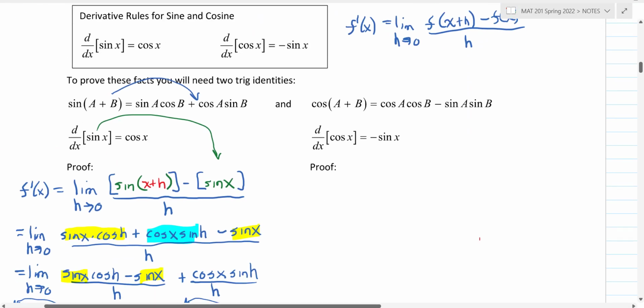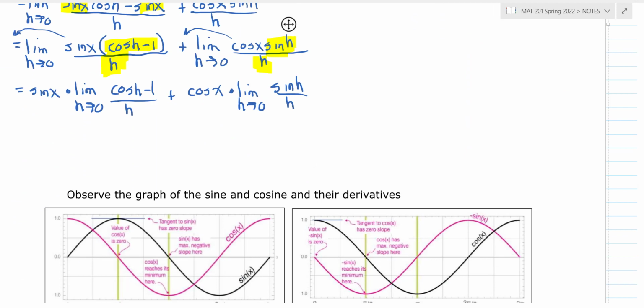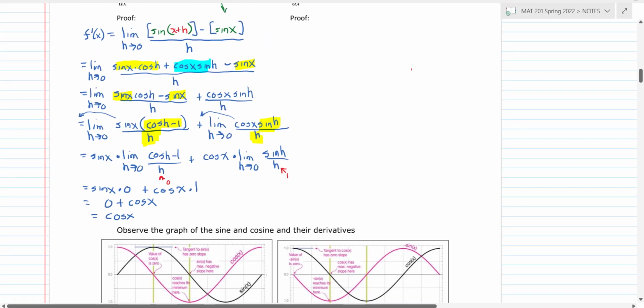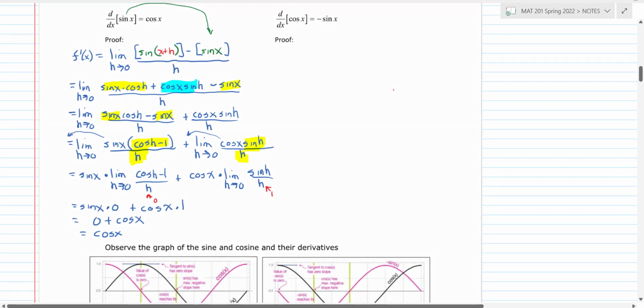So now we're ready to put this together. This thing right here was 0. This thing right here was 1. So what we get as our conclusion is sine x times 0 plus cosine x times 1. Well, that will go to 0, so we have 0 plus cosine x. Therefore, that's equal to cosine x. So that is a proof that the derivative of the sine is the cosine.